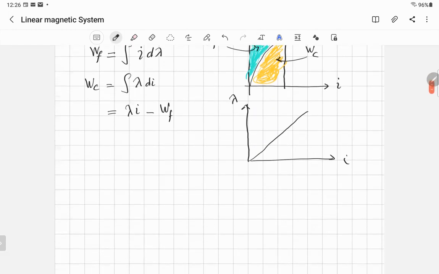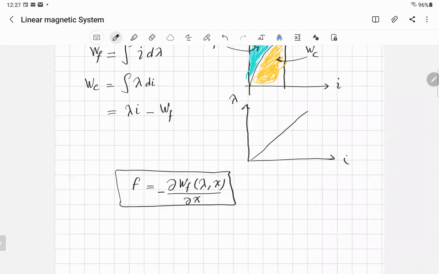So the force, let me make it clear. When you get the force related to the independent variable lambda and x, you get it as the differentiation of WF(lambda, x) with respect to x, and you have a negative sign here to make it simple. This is the force in general. So that's one formula. Use this formula when lambda is the independent variable.